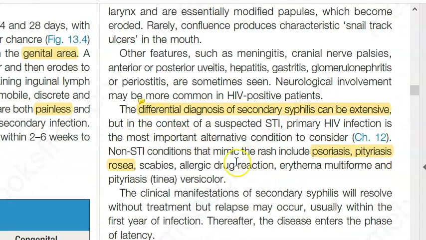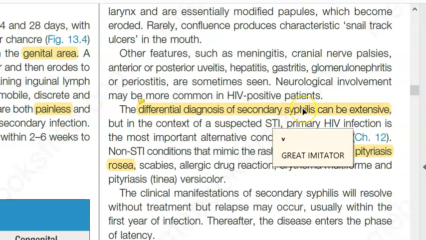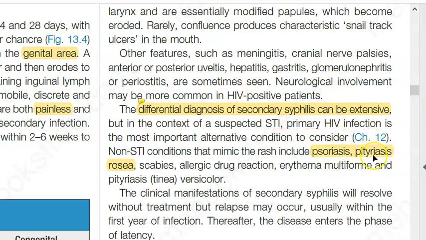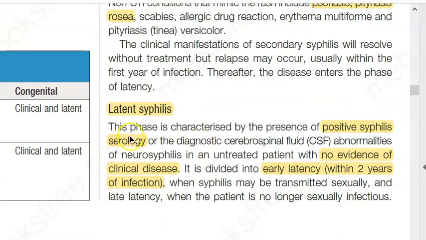So here, the differential diagnosis of secondary syphilis can be so many. If you see, secondary syphilis is very difficult. So many things look like secondary syphilis. Basically psoriasis, pityriasis rosea, scabies, etc., etc. So many things. Okay. These people can also have alopecia, hair loss without scar. That is like a moth-eaten kind of alopecia they can have.